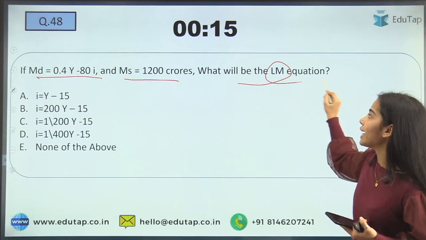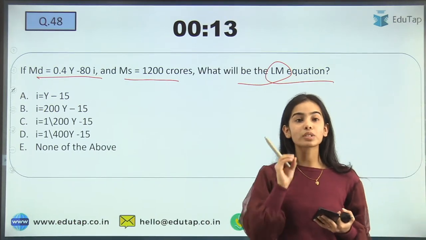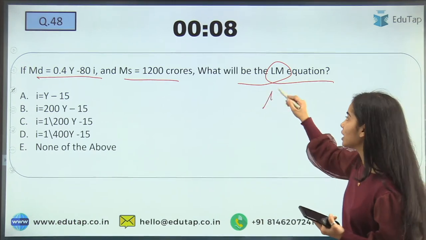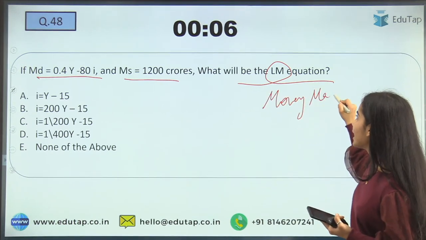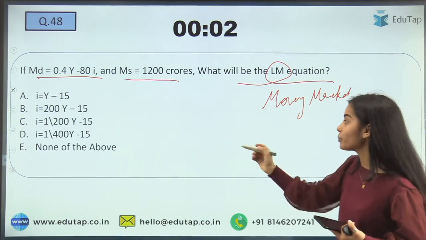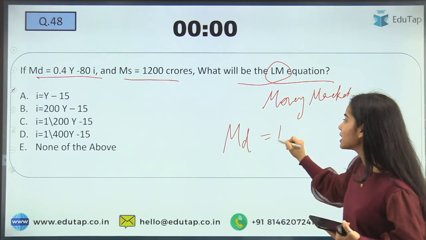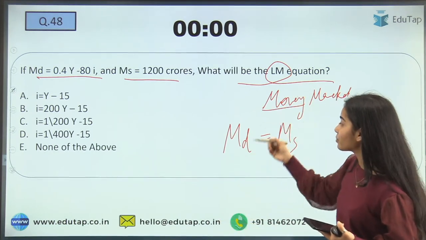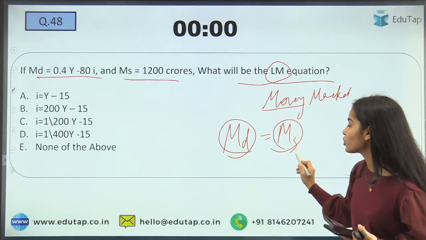Next question is, if money demand is equal to this and money supply is equal to this, what will be the LM equation? So you have to see that the LM curve shows you the equilibrium in the money market. Equilibrium between what? Equilibrium between the money demand and money supply. So a very easy question to answer now, the LM equation will be where the money demand is equal to money supply.